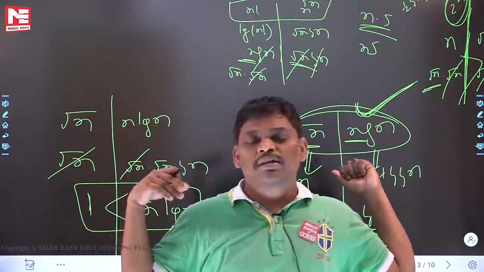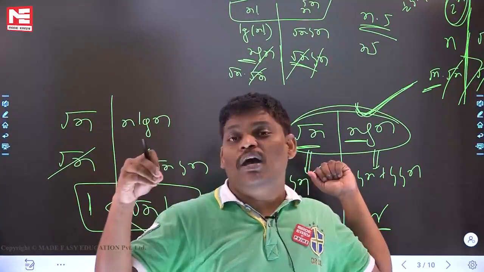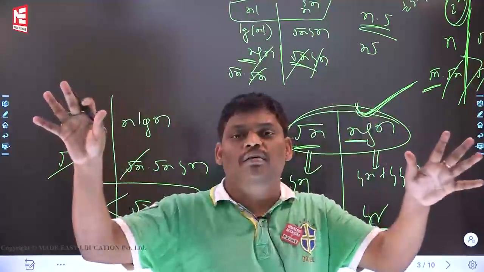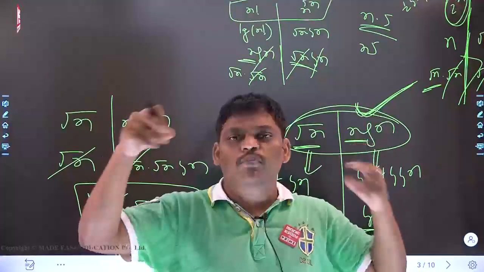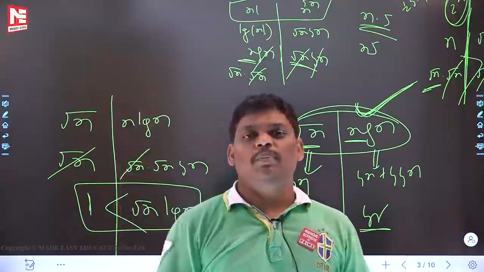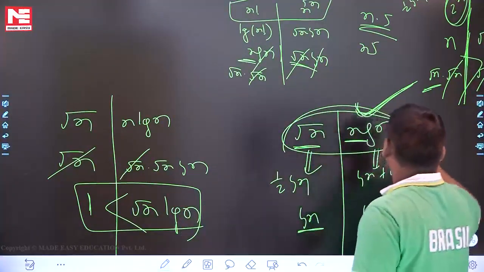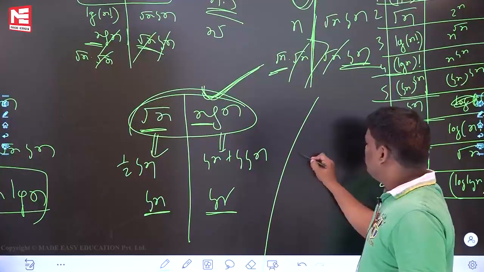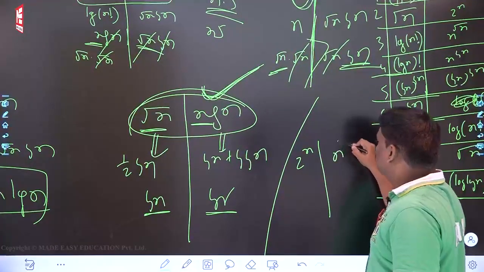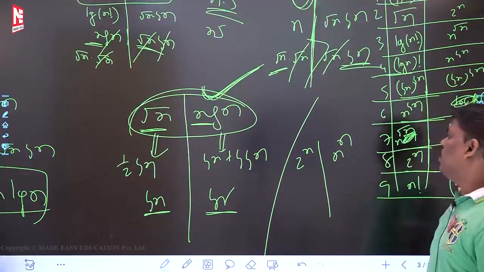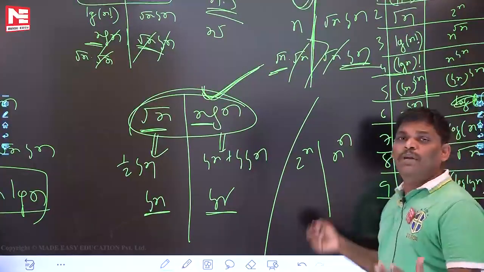Suppose some people are asking, sir, another one I am unable to write in terms of another. If you are unable to write, then directly you can apply log. This may be something like this: 2 power n power n. See this one? I cannot write one in terms of another, then you can apply log directly.